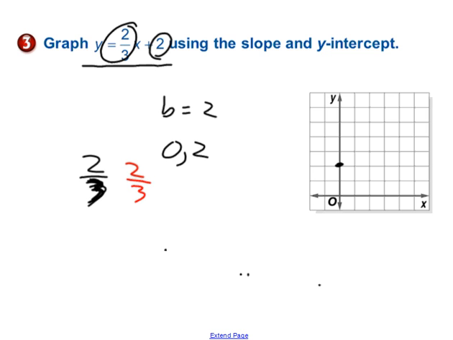The slope is 2/3, so that means that the y value goes up by 2 and the x value goes over by 3, the rise over the run. So it's going to go up by 2. That would be 1, 2, and then over by 3, 1, 2, 3. That's another point, and I draw a line that connects both of those, and that straight line should be the graph of this equation.